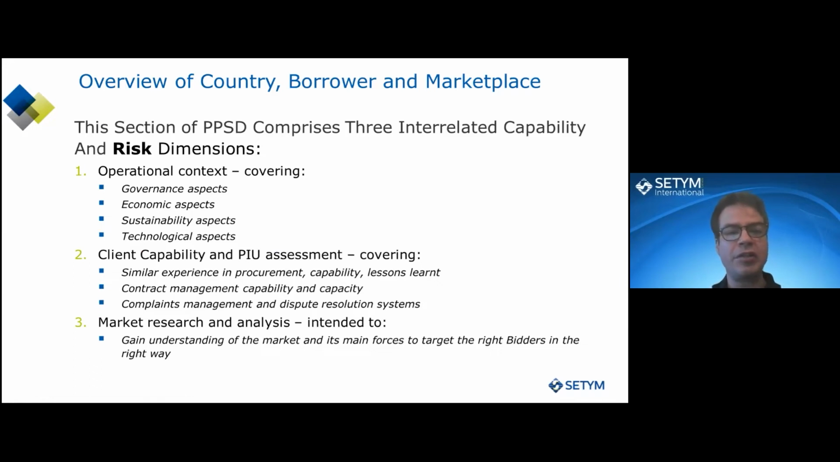For those familiar with it, it's a PESTEL analysis. There's another section on client capability and PIU assessment. This is about the capability of the PIU to manage procurement. And then there's a 3rd section, market research and analysis. This one is about the potential bidders, the market for the different things that you will procure.